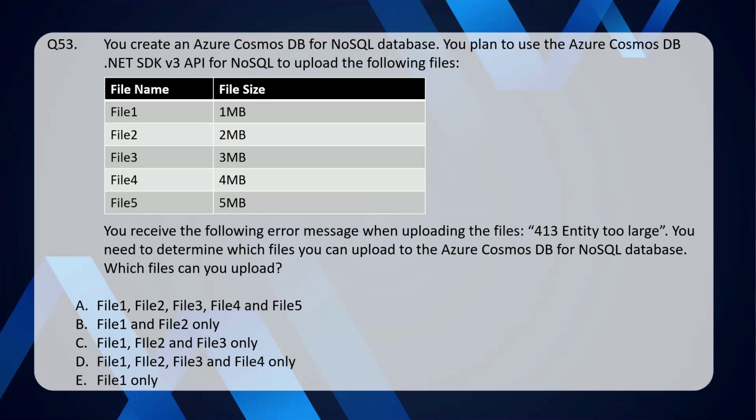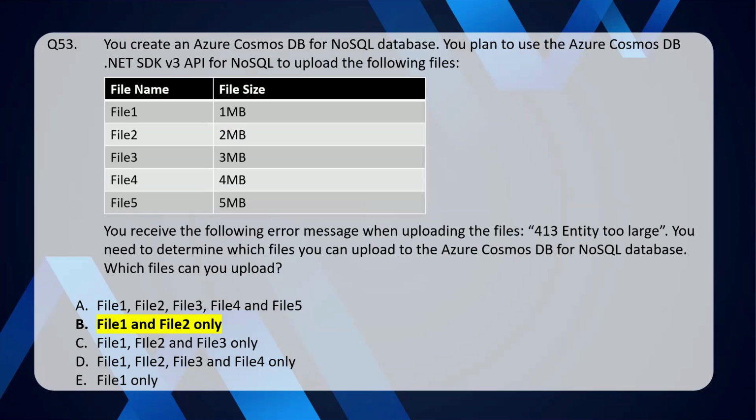Your options are different combinations of all the 5 files being mentioned in the table in the question. Now friends, maximum size limit of an item in Azure Cosmos DB is 2 MB. So you should be able to upload file 1 and file 2, making option B as the correct choice.